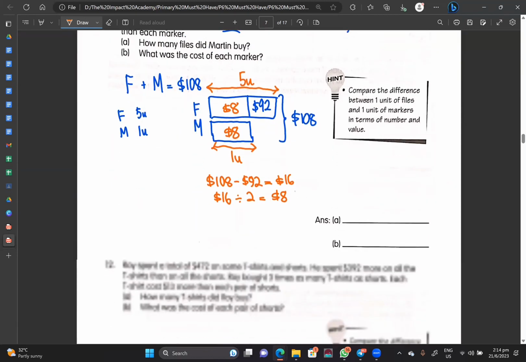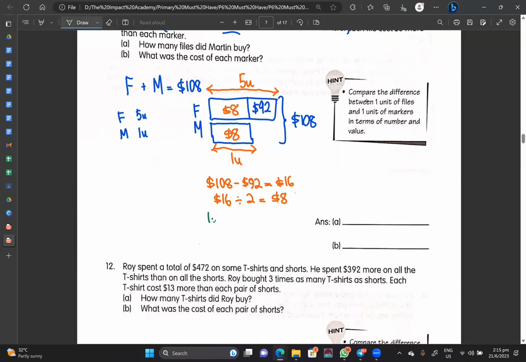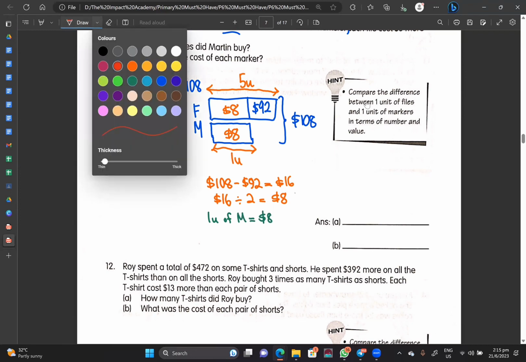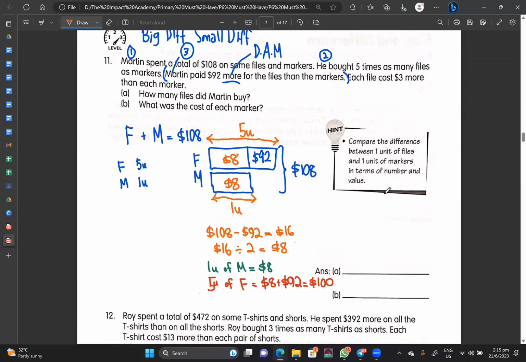So what does it mean? It means that 1 unit of markers is equal to $8, and 5 units of files is equal to $8 plus $92, and that gives me $100. Okay? Now, so this is a big difference, small difference question.